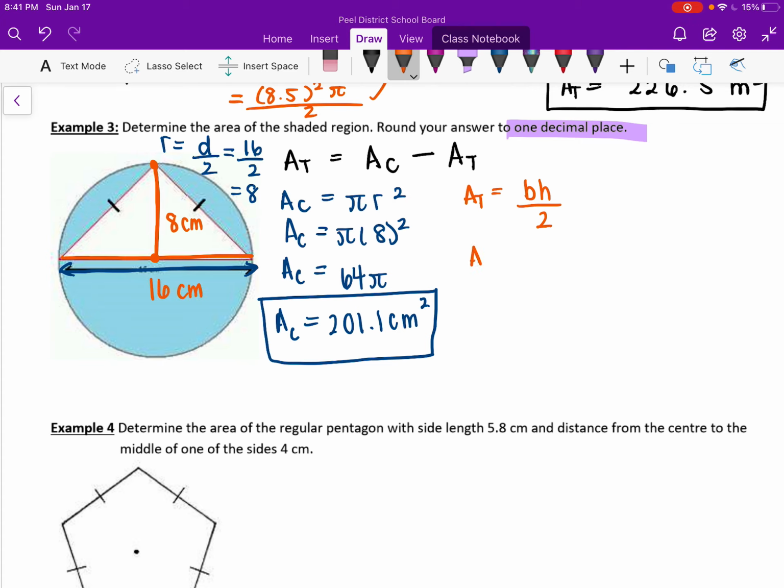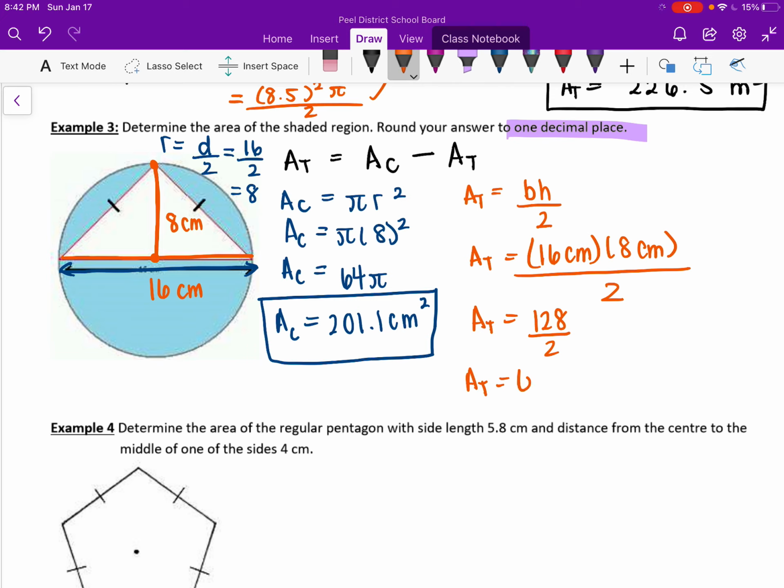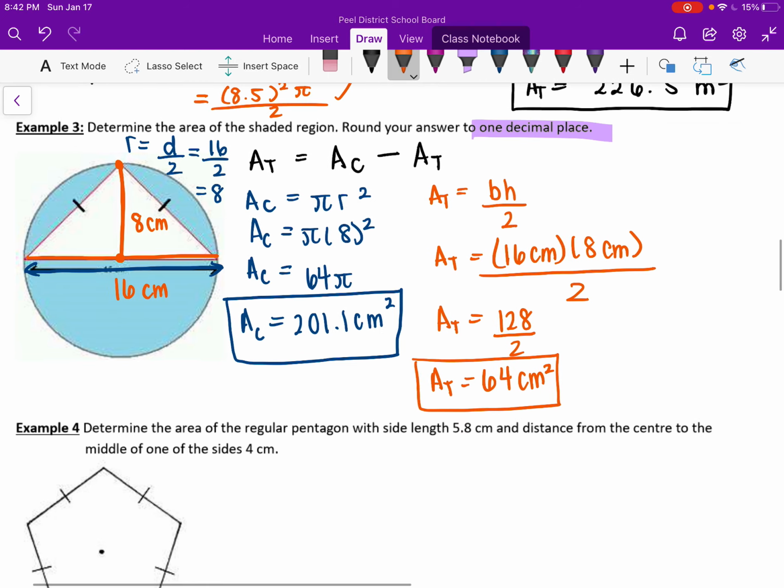So let's just go in and put in our stuff. Base is equal to 16 centimeters. Our height is equal to 8 centimeters, right? I'm going to take that and divide it by 2. 16 times 8 is going to give me 128. Divide that by 2. I'm going to keep writing area triangle because that's good form. 128 divided by 2 is 64. That means that the area of the triangle inside is equal to 64 centimeters cubed, right?